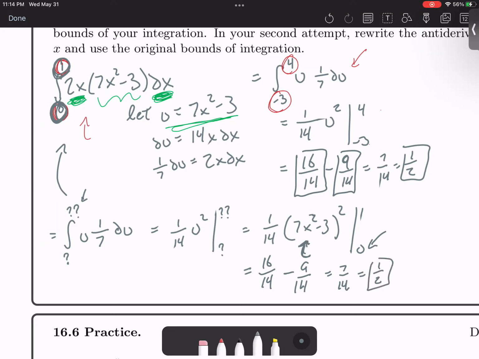Right. So the moral of the story is you can either find your new bounds and use your new variable, or you don't have to find your new bounds, but just remember to make sure to go back to your original variable at the end.